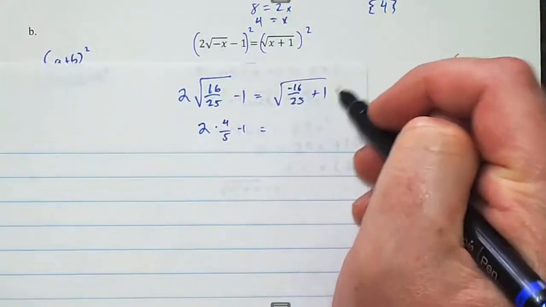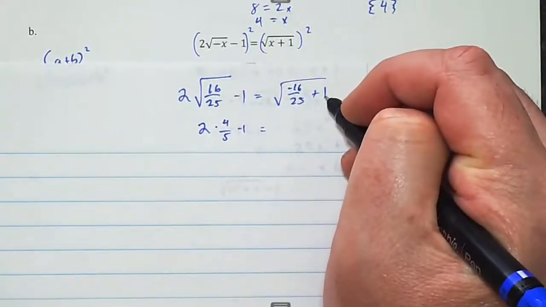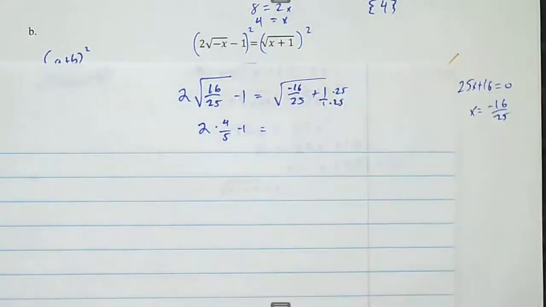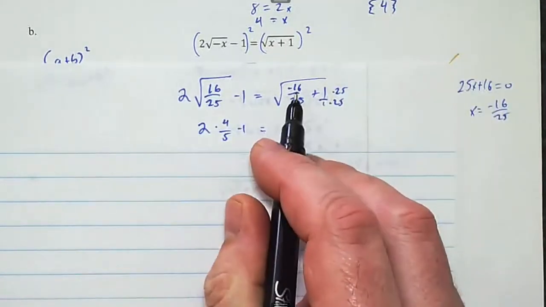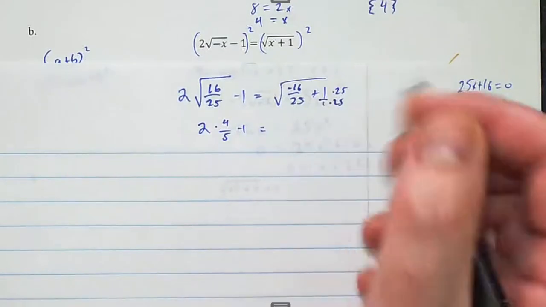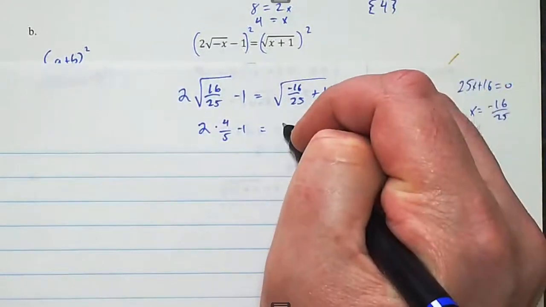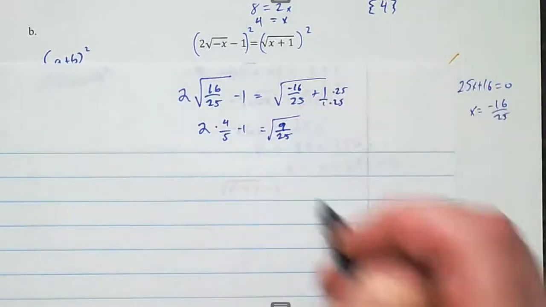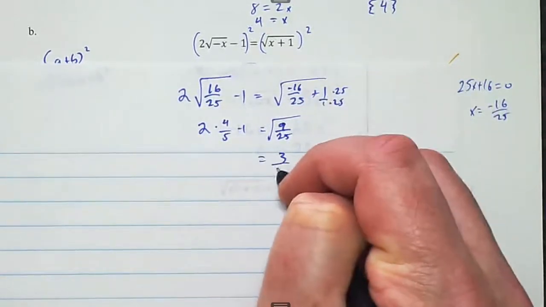Negative 16 plus 1. The 1, we need a common denominator. It's 1 over 1, so I'm going to multiply by 25 over 25. Negative 16 25ths plus 25 25ths is 9 25ths. And so its square root becomes 3 over 5.